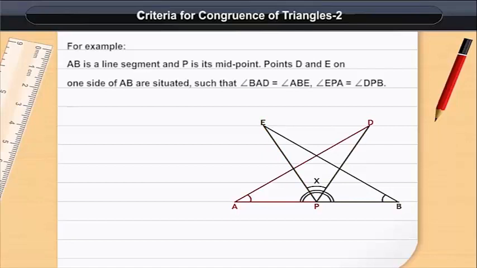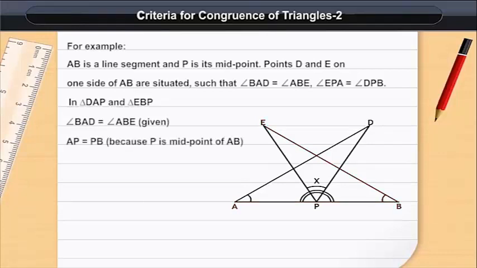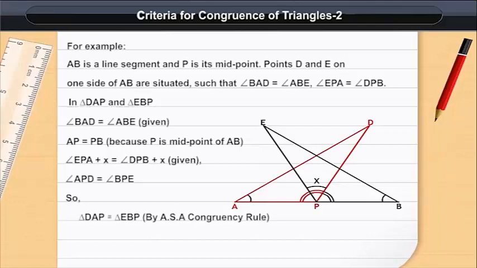In triangle DAP and triangle EBP, angle BAD is equal to angle ABE are given. AP is equal to PB because P is the middle point of AB. This concludes that given angle EPA plus X is equal to angle DPB plus X. It proves that angle APD is equal to angle BPE. So, triangle DAP is congruent to triangle EBP by ASA Congruency Rule.